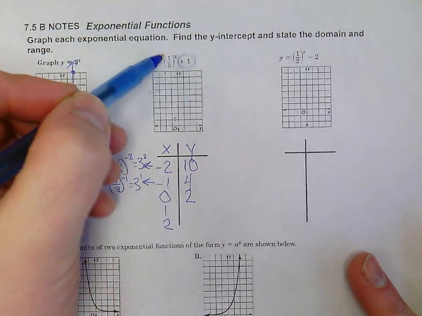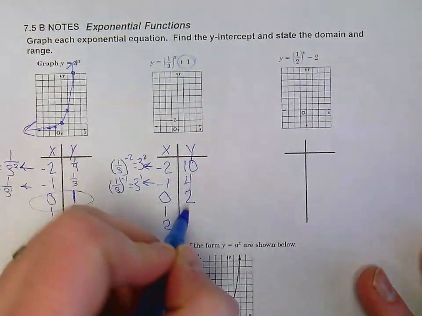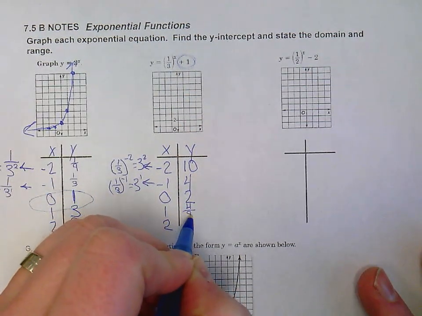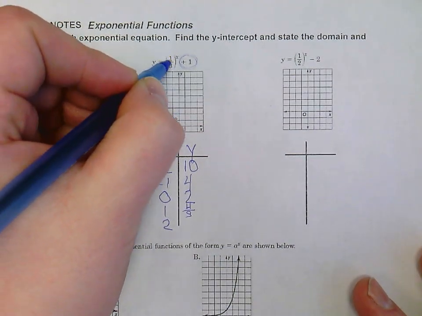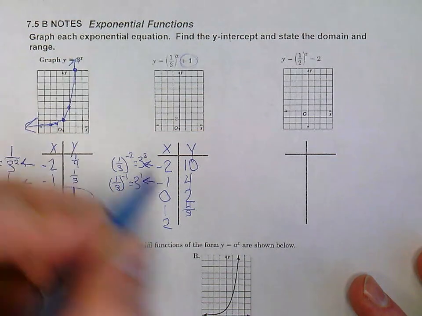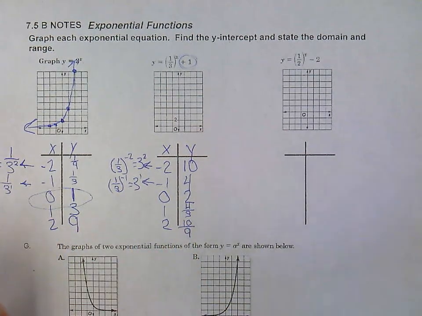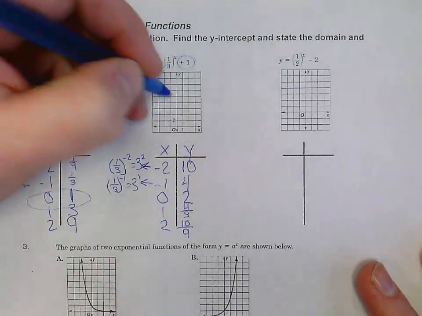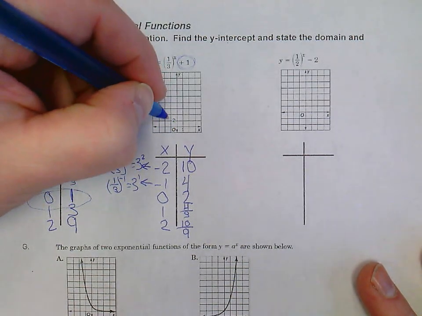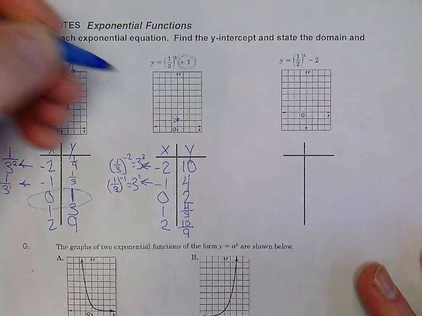If I put a 1 in here, I've got 1/3 plus 1. Well, that's 4/3. If I put a 2 in here, well, that becomes 1/9. So I've got 10/9 when I add that to 1. And now I am plotting my points here. I've got 0, 2. Notice that it's counting by 2's here. They put a 2 right there for us.